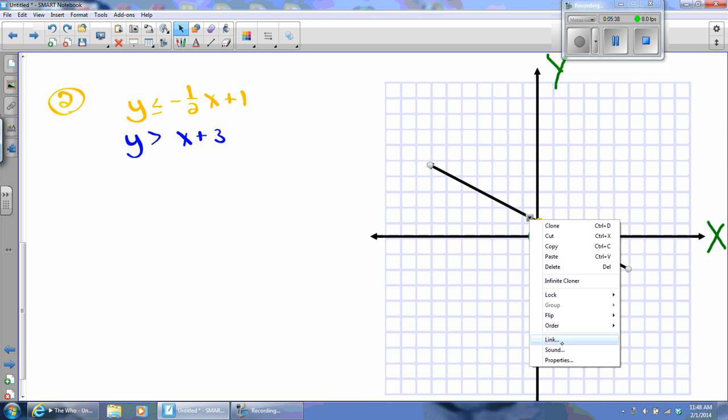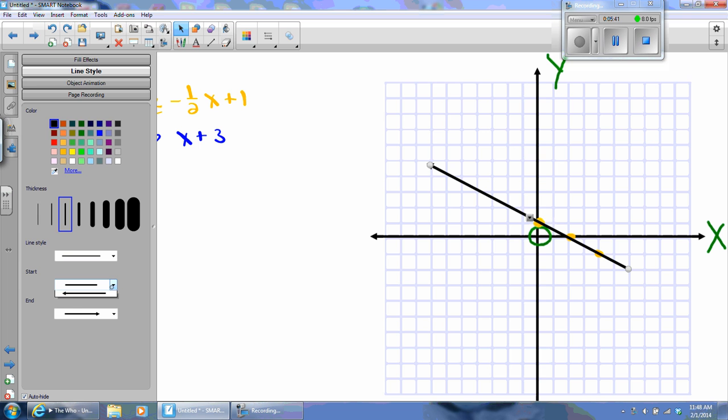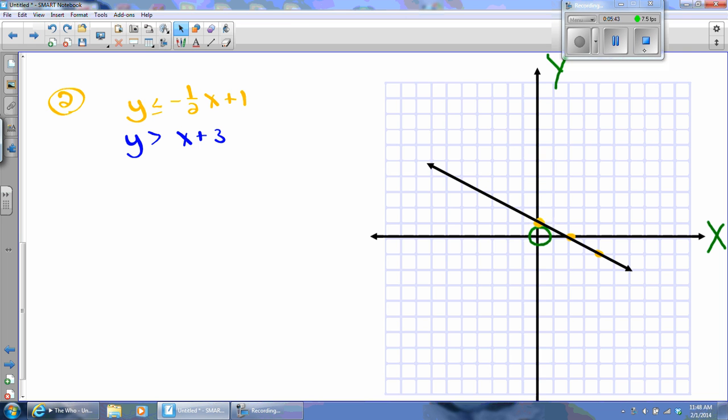Hold on a second, there's somebody knocking at the door. They probably want Daddy to answer it. Give me 1 second, I'll be right back. Okay, I'm back. I let my son in, and now I have to do my shading.